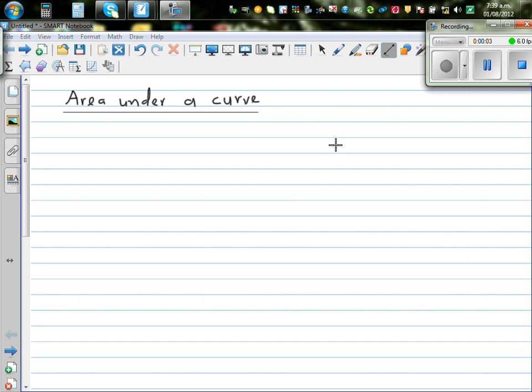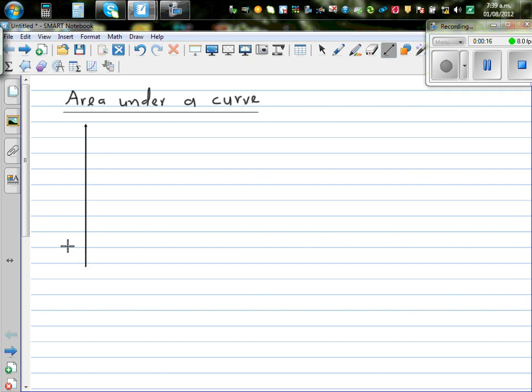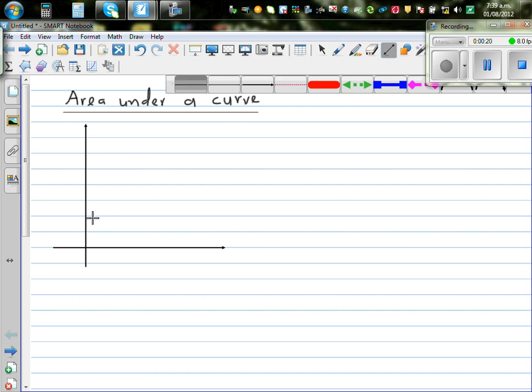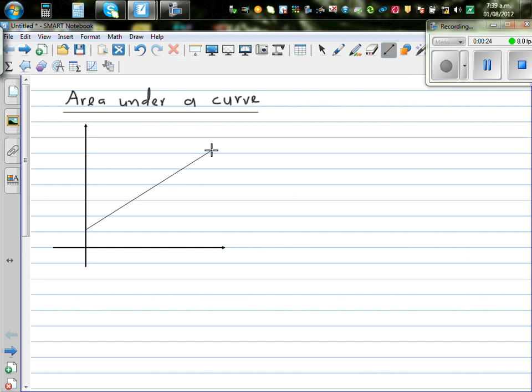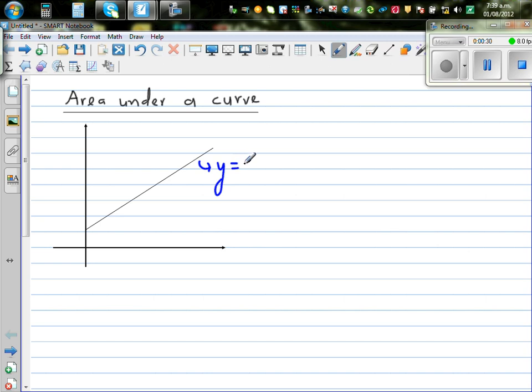I'm going to talk about area under curve, and we're going to use integration later on to find area under curve. Okay, so let us take a very simple example, something that you already know. Suppose, let me draw a graph, a simple graph of y is equal to 2x plus 1. Say this is your graph of y is equal to 2x plus 1.